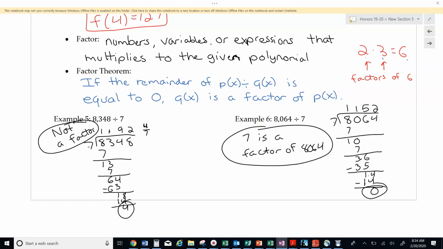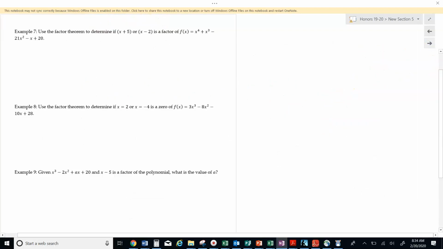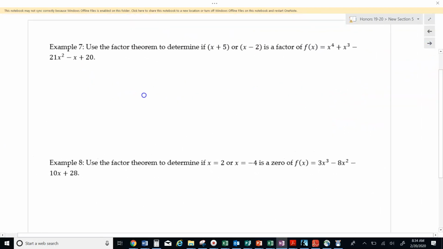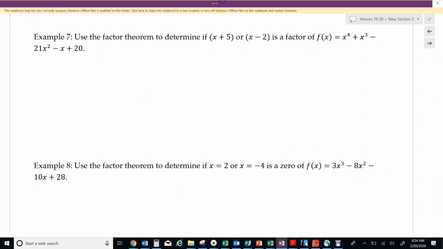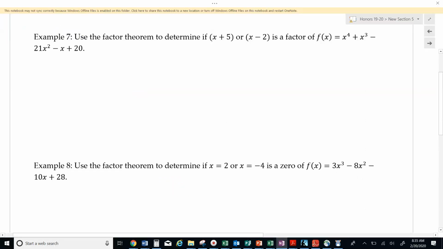Right? So we're going to do the same idea. Can I actually evenly divide it, but with polynomials? Okay? So looking at our next page, use the factor theorem to determine if x plus 5 or x minus 2 is a factor of f of x equals x to the fourth plus x cubed minus 21x squared minus x plus 20.